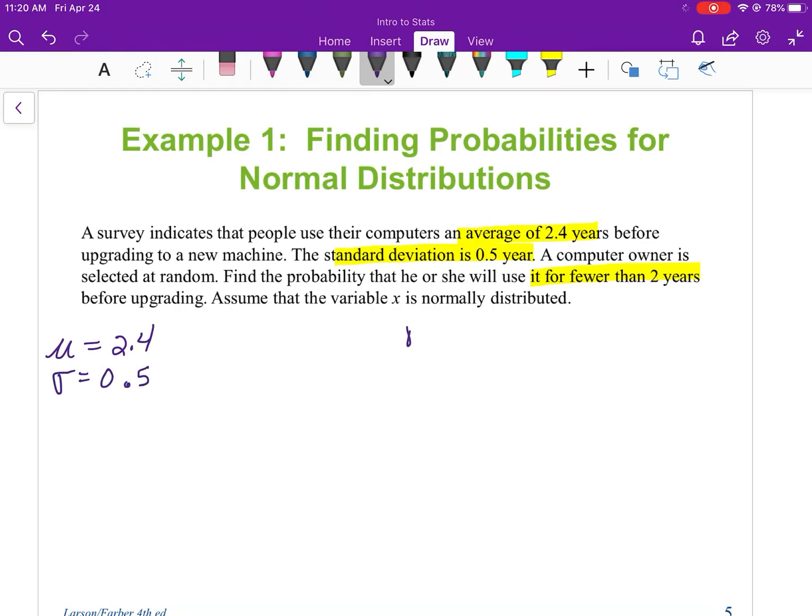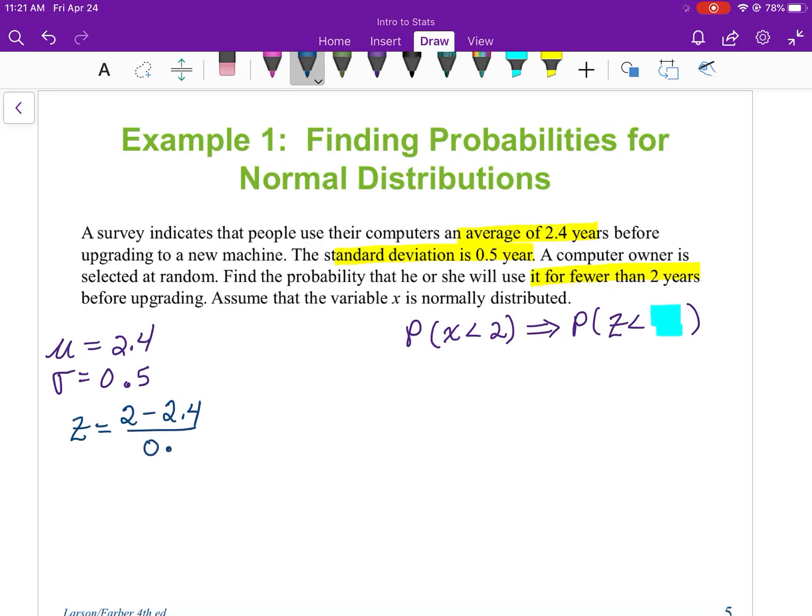What we want to find is the probability that the owner uses it for less than 2 years before they upgrade. So here in just a minute, we're going to switch that over to a probability in terms of a z-score. We're going to put the z-score that we find right here. In order to find a z-score, you're going to take your x value, which is 2, minus your mean, and then divide by your standard deviation. That z-score for this problem is negative 0.80.